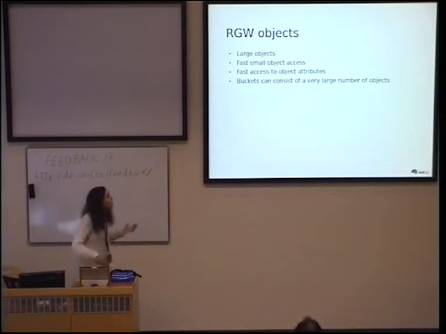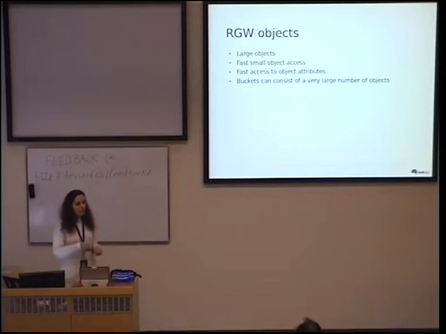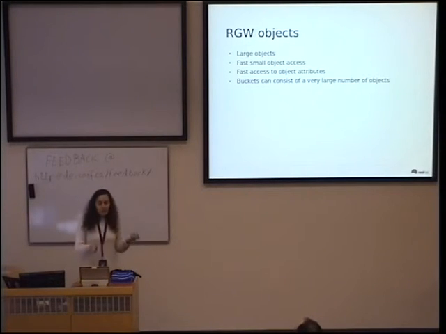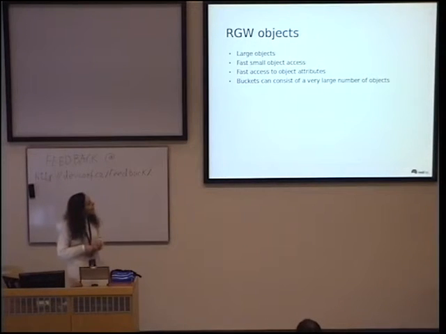So the first problem is large objects. How would we support really, really large objects? We want small object access to be fast. We want fast access to the metadata when you list bucket content or get stats on an object, but we still want to keep really, really large objects. So how do we do it?